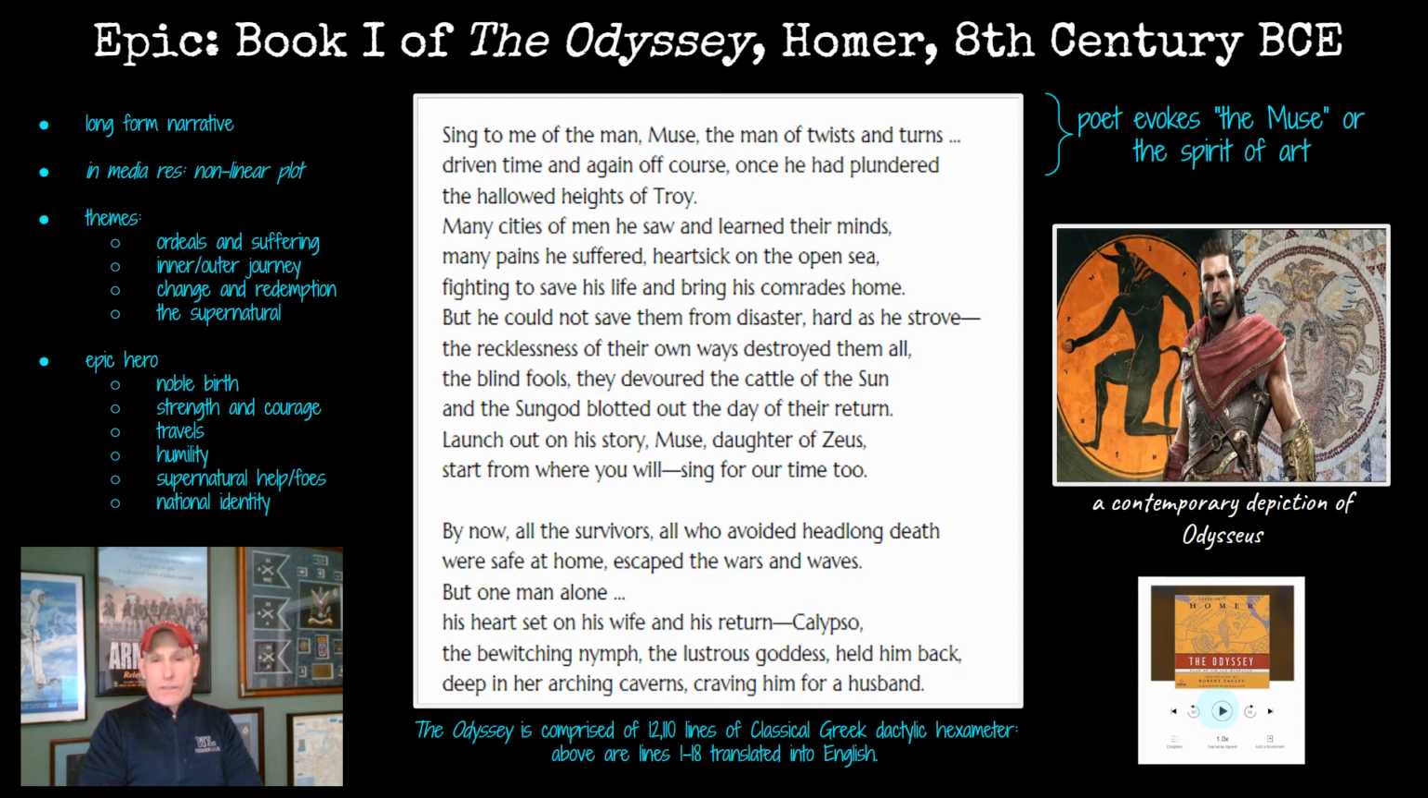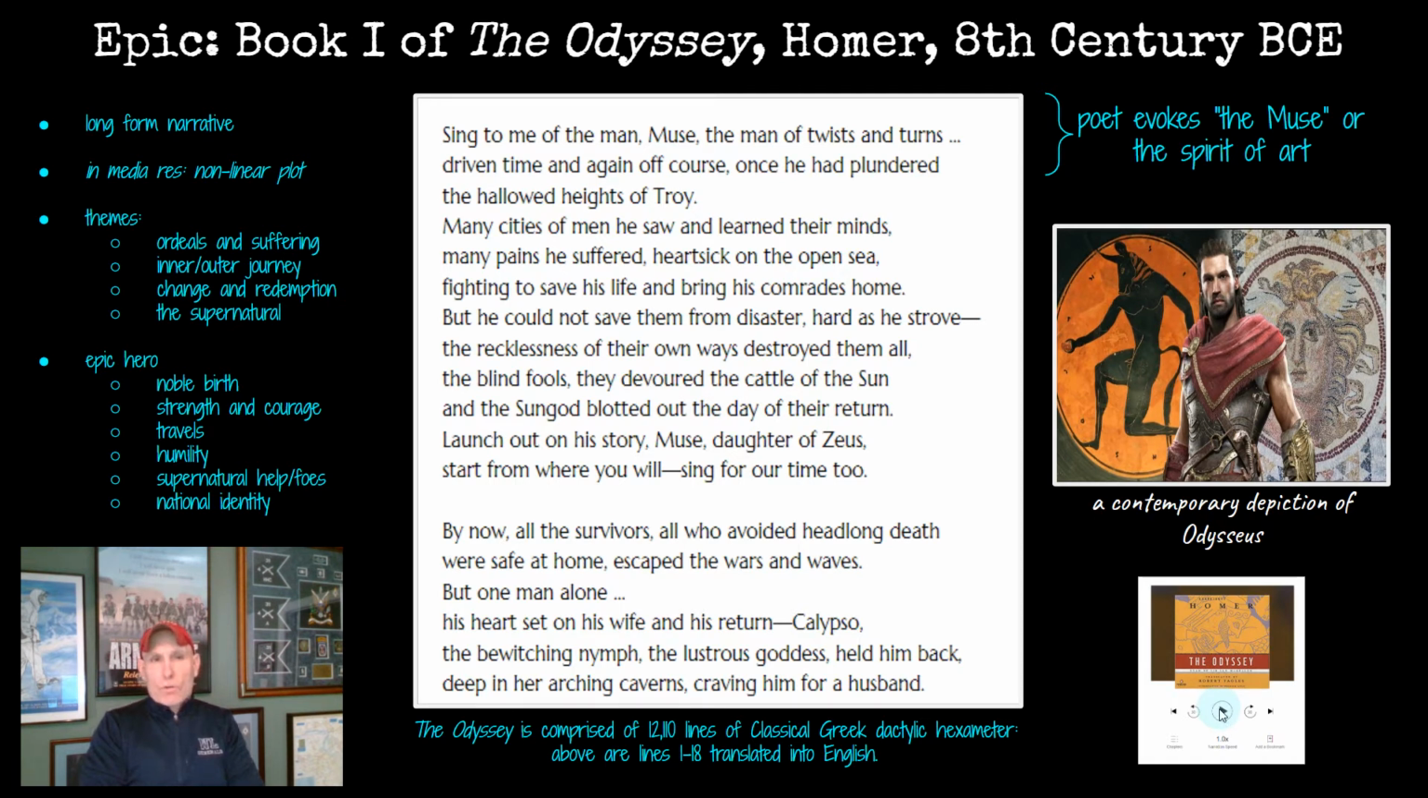Meanwhile, in his homeland, he is gone a decade or more. His son grows and goes to find him, and his wife is besieged in Odysseus's palace by men who want to marry her, assuming that her husband is dead. So all of this is happening at the beginning of the poem, and the poet seeks to explain the story in a non-linear fashion. There is much suffering and a series of ordeals that the epic hero goes through.